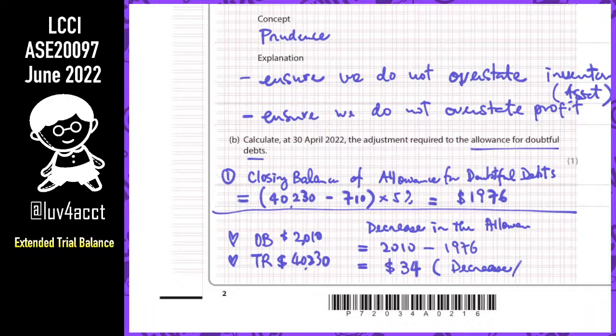Almost every time I will write the direction because it is important. So there is a decrease in allowance. That means it is an other income for you. 34, finished. Yeah, 1 mark. You don't need so many things. You will only be awarded marks for the figure for 34. But if you do not know the direction, you may get it wrong in the next part.